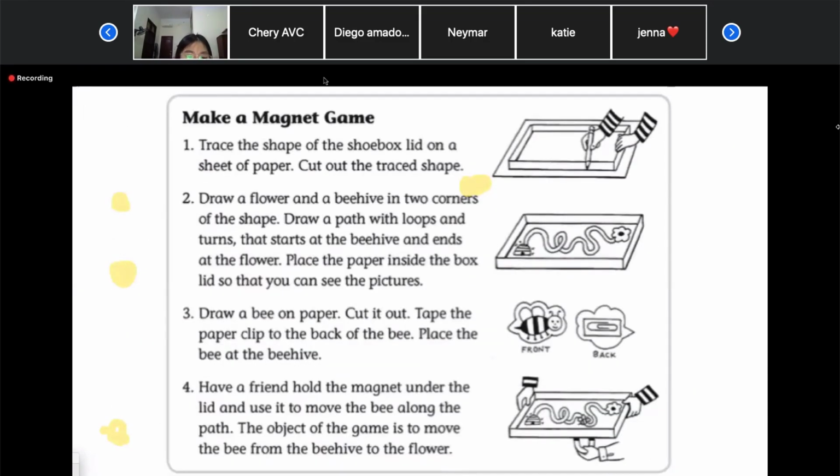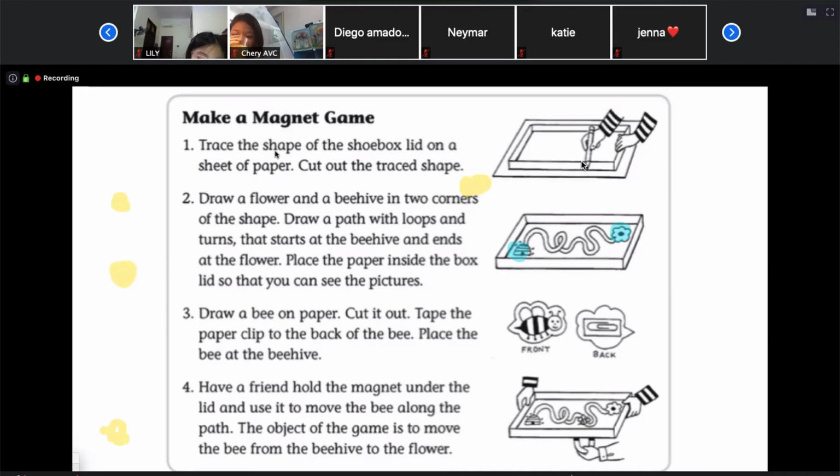So first, in making a magnet game, we're going to trace the shape of the shoebox lid on a sheet of paper. Cut out the traced shape. Okay, so does everyone see the lid over here? And we're drawing the shape of the lid onto a sheet of paper. Draw a flower and a beehive in 2 corners of the shape. So we have our beehive in one corner and our flower in another corner of the shape.